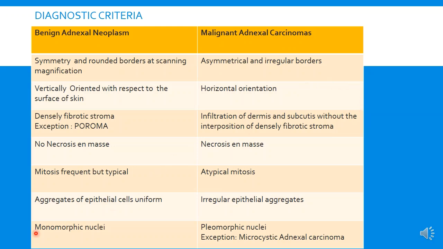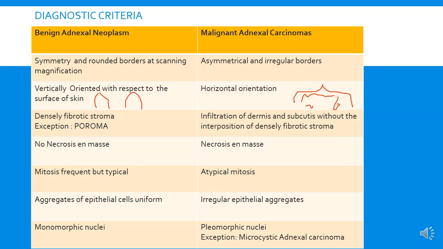Like this, the benign adnexal neoplasms are so circumscribed that they may resemble somewhat this, whereas malignant adnexal carcinomas will manifest like this, horizontally oriented with respect to skin, and they are irregular and they are infiltrating and so on. Whereas these are very circumscribed. So densely fibrotic stroma is usually present in benign adnexal neoplasms.